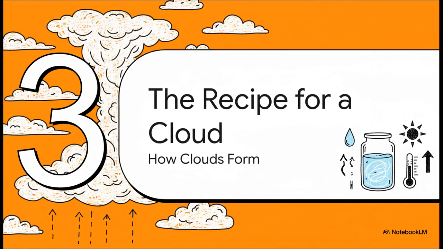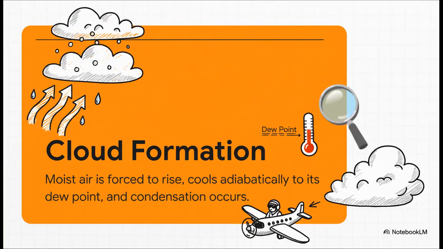So we've sorted clouds by what they look like and where they hang out. But how do they even get there in the first place? Well, it turns out that everything from a tiny wisp of cirrus to a massive, towering thunderhead, they all share the exact same basic recipe. And here it is, the whole process in a nutshell.